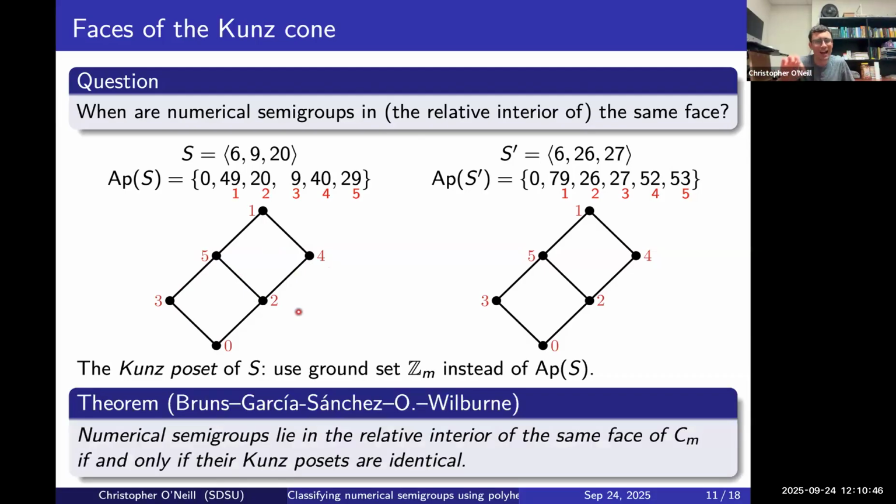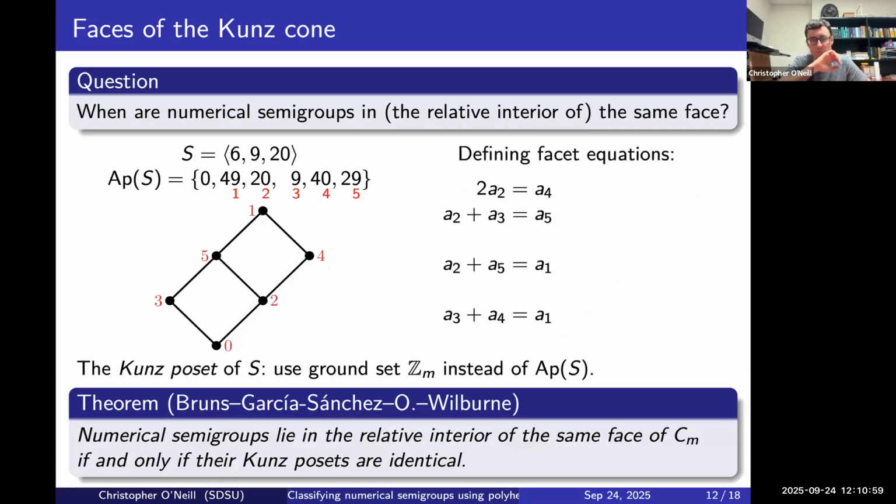Turns out this is exactly the thing that tells us when two semigroups live in the interior of the same face. It's when they have exactly the same Kunz poset. And in fact, you can essentially read off the relations in this poset from what we call the facet description of that face.